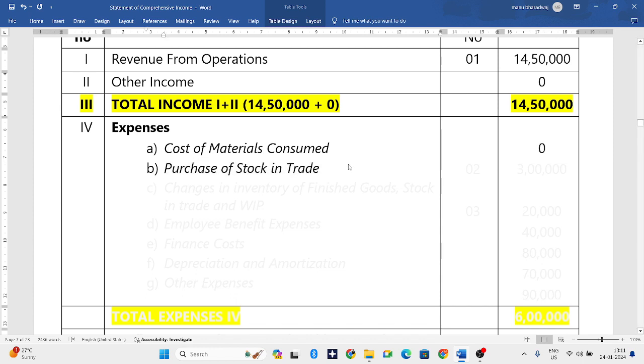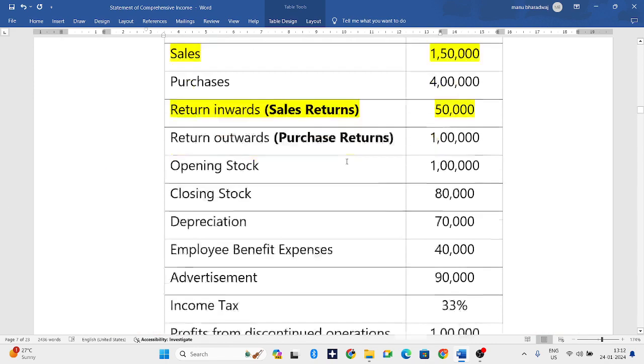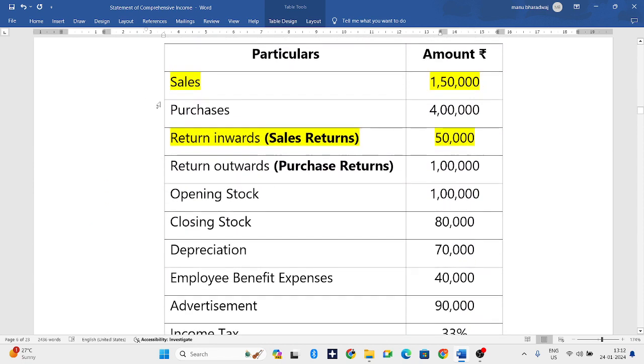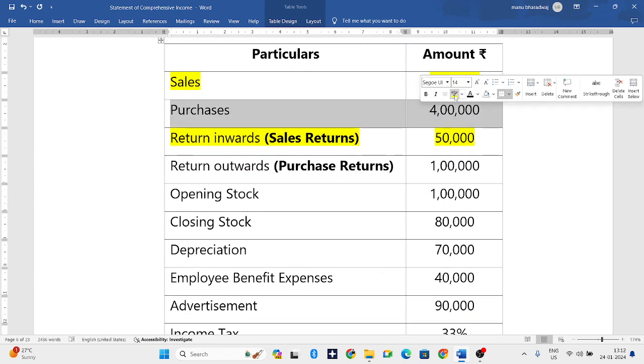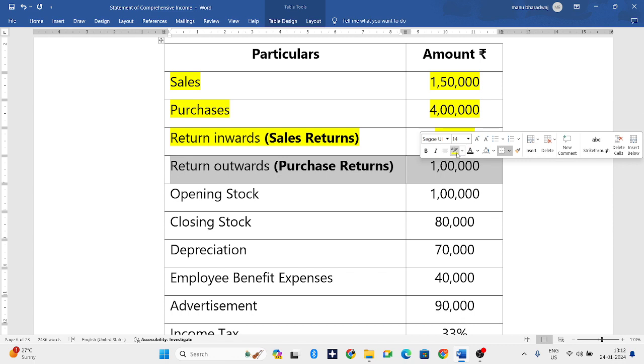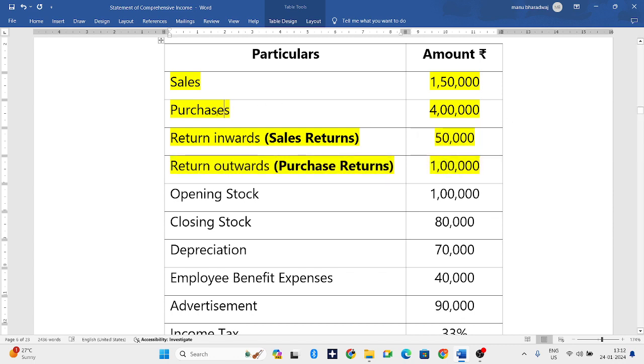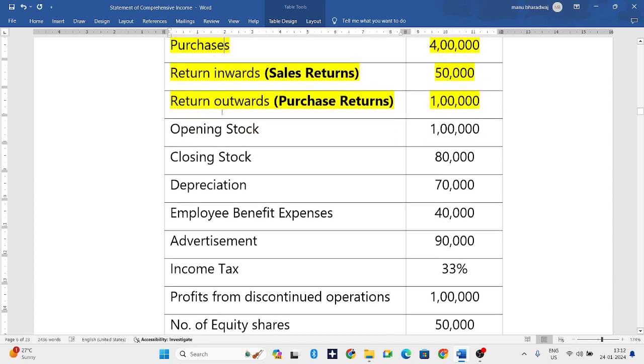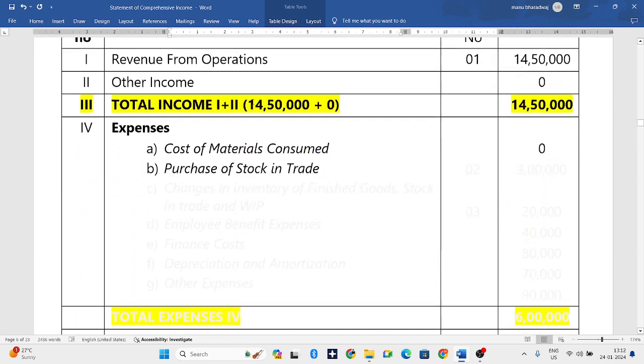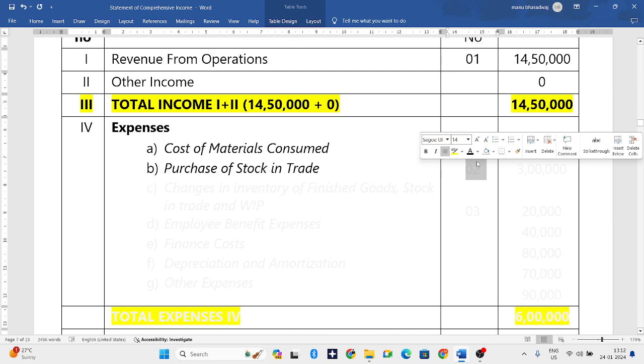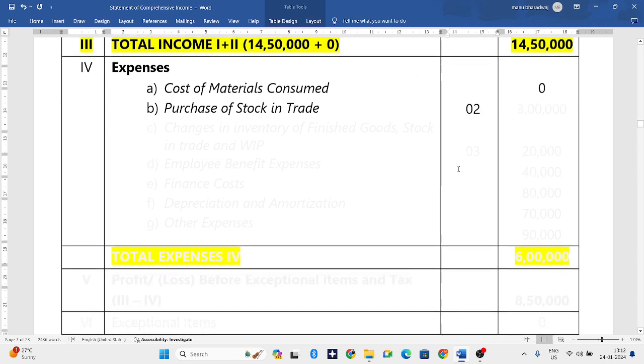The second thing is purchase of stock in trade. So let us check the question. Yes, see here we have purchases as well as purchase returns. When purchases and purchase returns both are there, we have to prepare a working note. When two items are there, we have to prepare a working note. So we will prepare working note number 2.